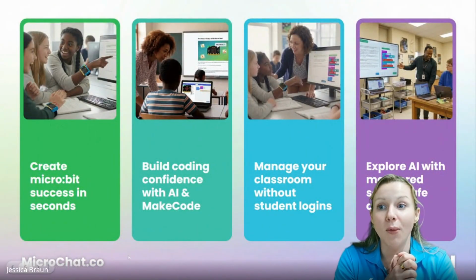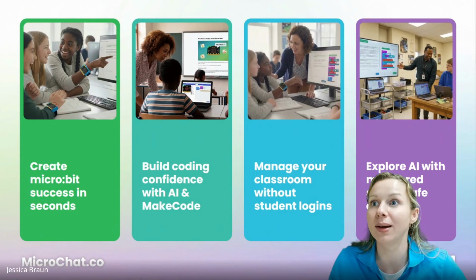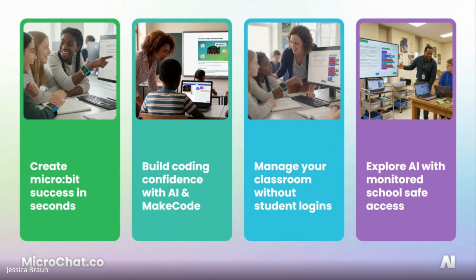A couple key points here also to understand, and I will remove myself from the screen so you can read them. First off, MicroChat creates microbit success in seconds. So as you'll see when we go to demonstrate, just one English prompt will get you a coding output in just a few moments. It's designed to build coding confidence with AI and make code. As I mentioned, a lot of the times microbit and coding can be intimidating for the average teacher that's not well versed in it, but it allows you to really easily see your output and achieve that sense of pride that, hey, I can do this, I can code my microbit.